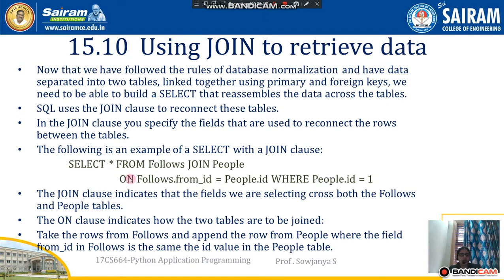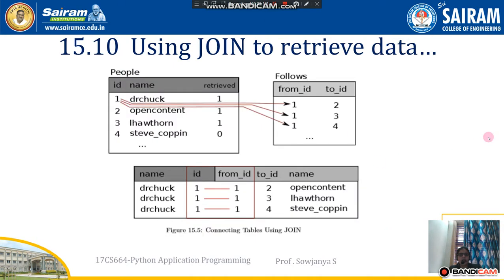Now the ON clause indicates how the two tables are joined. It takes the rows from follows and appends the row from people, where the field from_id is the same as the id value in the people table. So if the id value is 1, the follows from_id value should also be 1. That is how it will join. You can see here that in people the id value is 1 and this follows from_id value is 1, so it is going to join these two values. After connecting, you can get this following content.